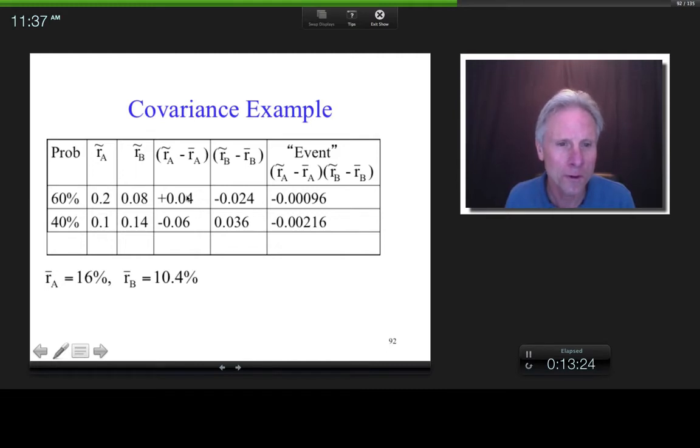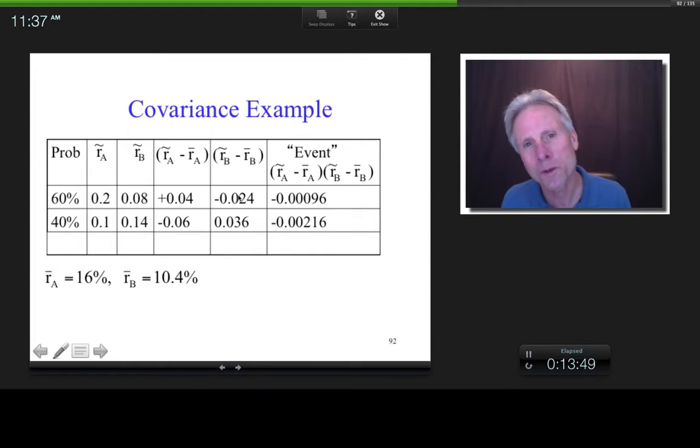Well, when there's a boom, A has unexpectedly 4% happy face, while B has unexpectedly 2.4% sad face. Why? Because in a boom, I guess this is a counter-cyclical stock or whatever, B got 8, but they're expecting 10.4, so they got less than expected, or 2.4 less.